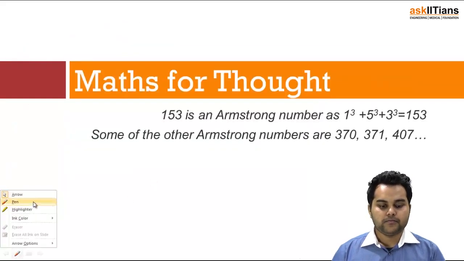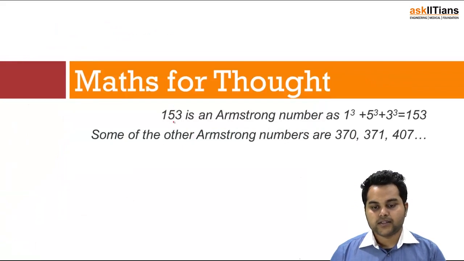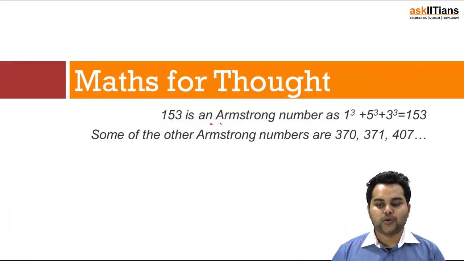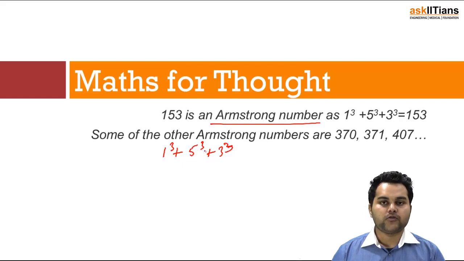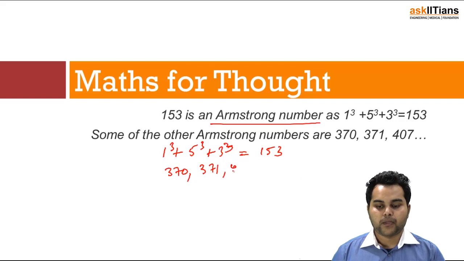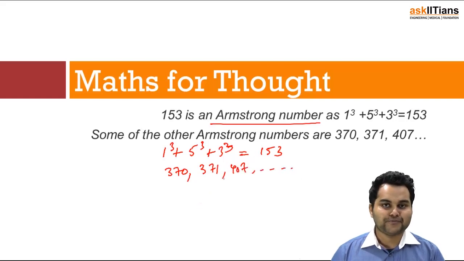Now just for fun, I have a slide: 153 is an Armstrong number. What's an Armstrong number? The numbers which can be written in this form, such that the sum of the cubes of the 3 digits is itself the number. So write down for yourself the rest of the numbers, and find any more Armstrong numbers if you can.